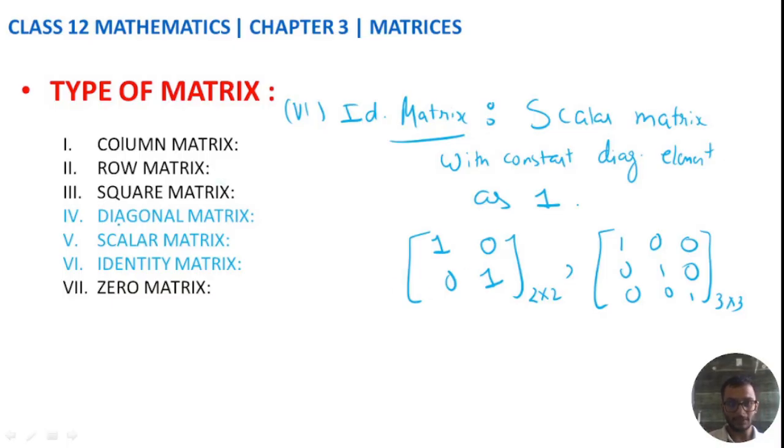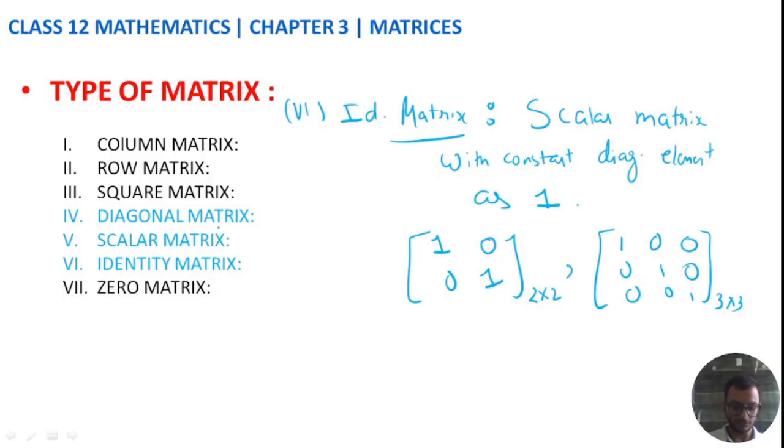Diagonal matrix, by name you can remember it: only diagonal entries can be non-zero, other than that it should be 0. Scalar matrix is a scalar times a diagonal matrix. You should try to remember it like this. Square matrix is easy: same rows and same columns, then only we can have a square form, right? Otherwise it will be a rectangle, but we want a square, so rows and columns should be the same. Column matrix and row matrix I had already told you how to remember.